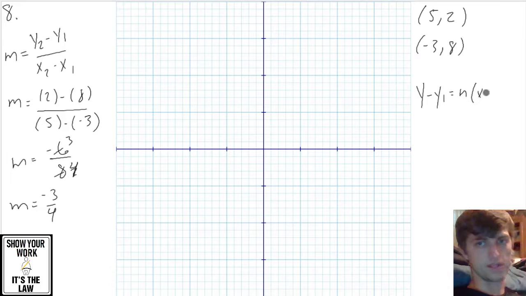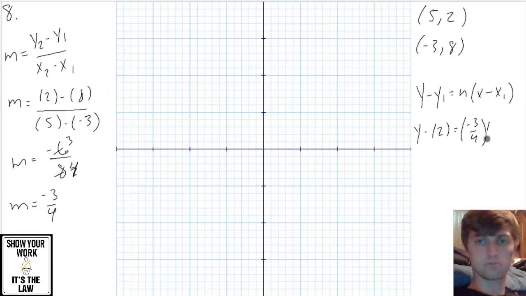That should be an m. Y minus, let's go ahead and use the one where they're both positive. Just that's probably helpful. Our y is 2. Our slope is -3/4. And then our x is 5. My handwriting's not very good right now, but oh well. That doesn't give you an excuse to have bad handwriting.